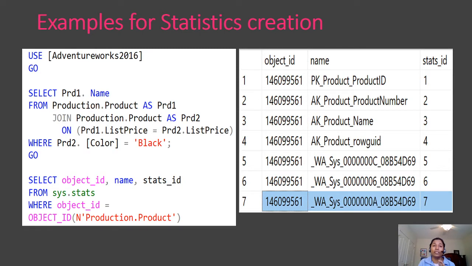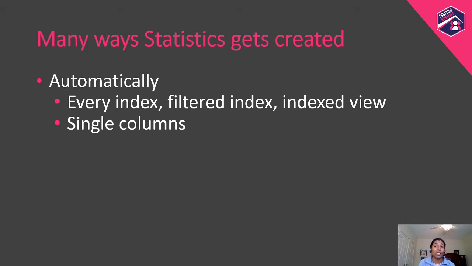And statistics can also automatically be created when we are joining on a column, right? So here in this example, we are joining on the list price column. Once I run this query for the first time and then check the sys.stats view, I clearly see there is a system generated stat that got created on the list price column. And stats can also get created manually.